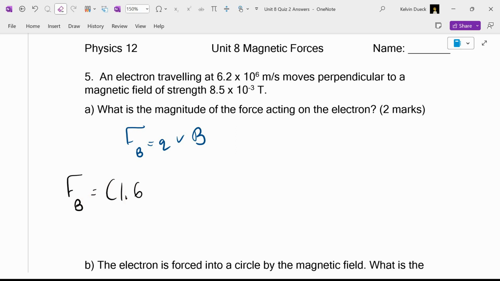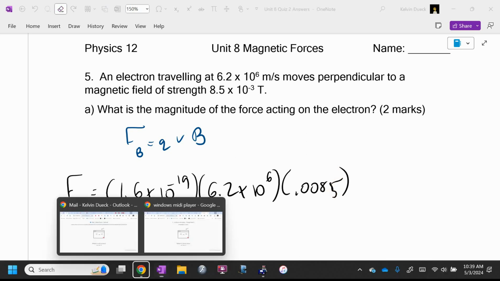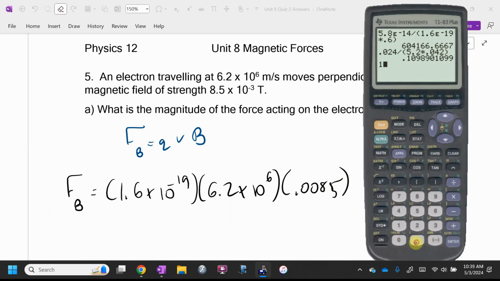Q, it's an electron, 1.6 times 10 to the negative 19. V, 6.2 times 10 to the 6th. B, 0.0085 or 8.5 times 10 to the negative 3. I wrote it that way because it's less typing. 1.6 times 10 to the negative 19 times 6.2 times 10 to the 6th times 0.0085. Did you all get 8.43 times 10 to the negative 15?